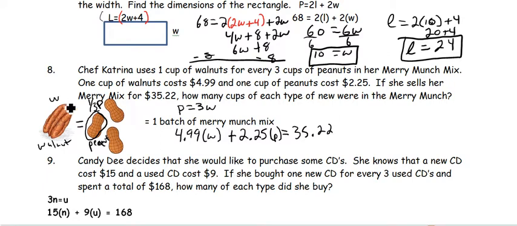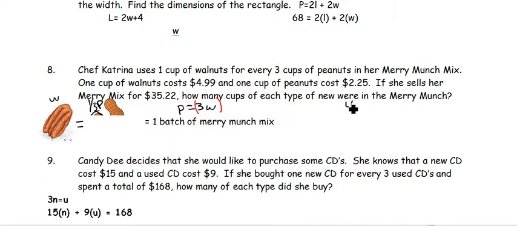So if I have 1 walnut equals 1/3 of the amount of peanuts, to isolate peanuts, we would multiply by 3, and that's how I end up with the amount of peanuts equals 3 times the amount of walnuts. So I also have here that $4.99 for each cup of walnuts plus $2.25 for the amount of peanuts equals $35.22. So I have P is the same as 3W. So I'm going to rewrite my equation, and I don't have a lot of room.